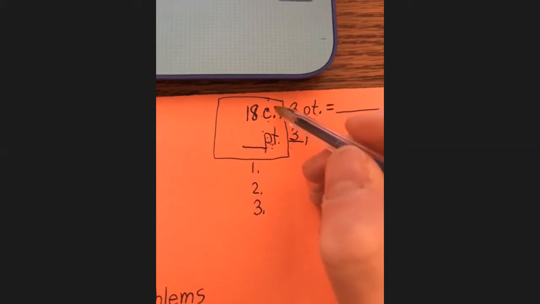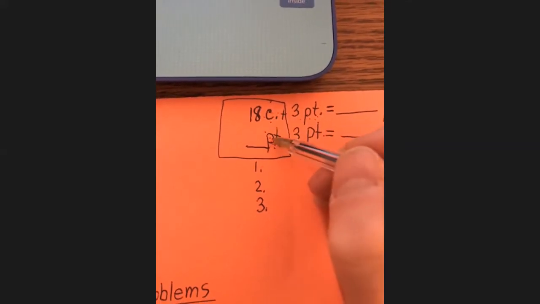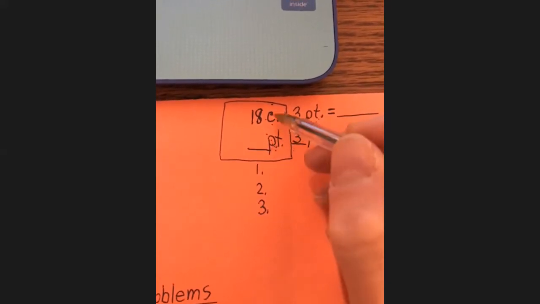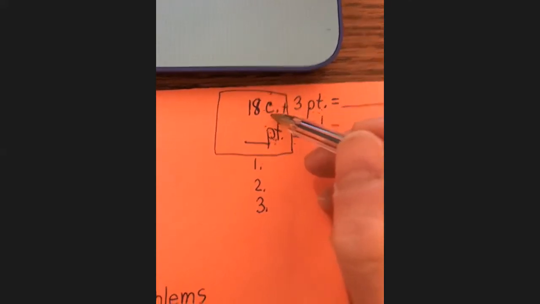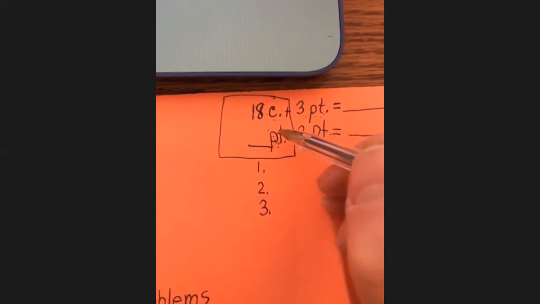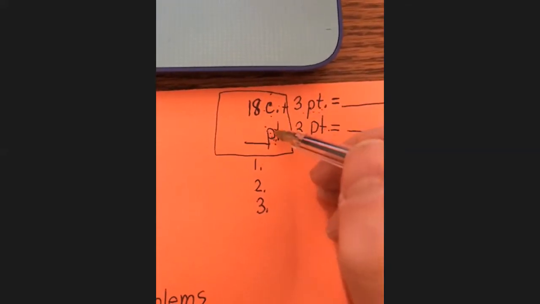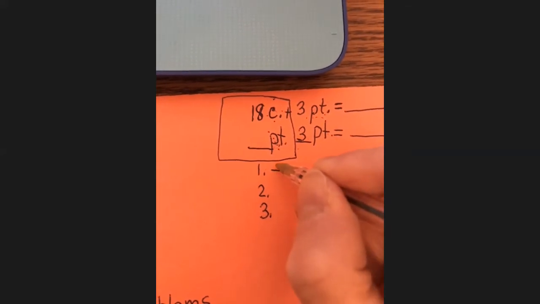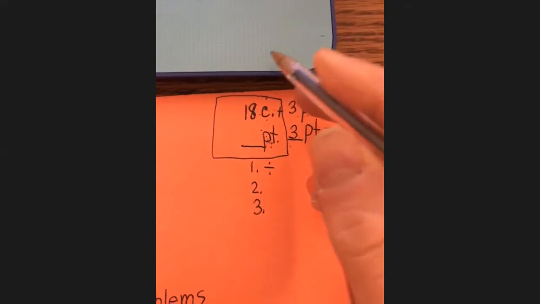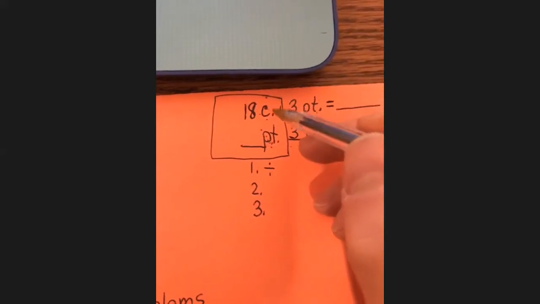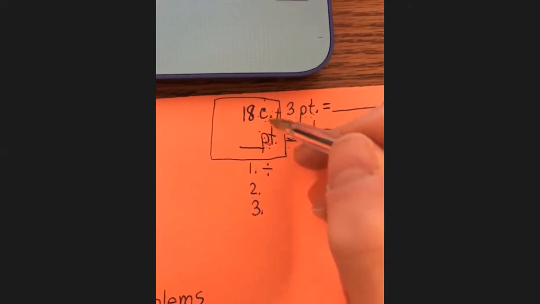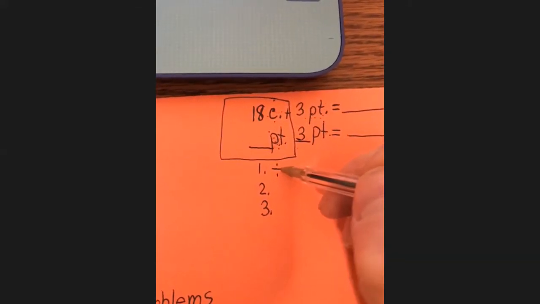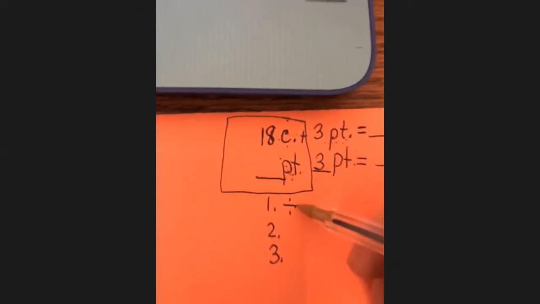So if there's 2 cups in 1 pint, a pint's bigger. So we're going from something that's smaller to something that's larger. And what did we say from smaller to larger? We divide. Larger to smaller, we multiply. But smaller to larger, we divide. So that's the first thing we need to know. We're going to be dividing.